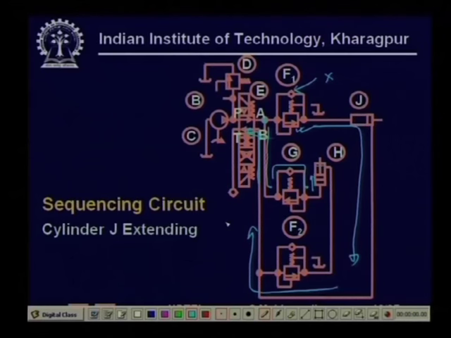So cylinder J extends, right? All through this, remember that there is a pressure on this. So this pressure is holding. This is pressed. Cylinder H is pressed up. So if you are using it for clamping, there is a clamping pressure.